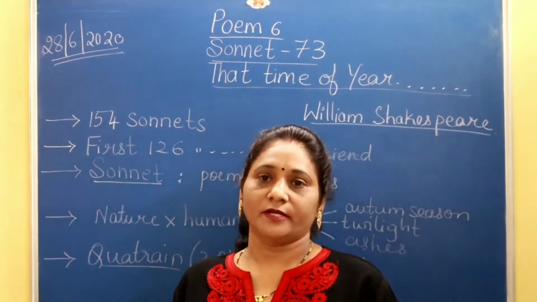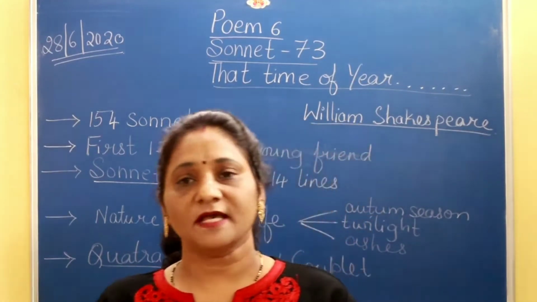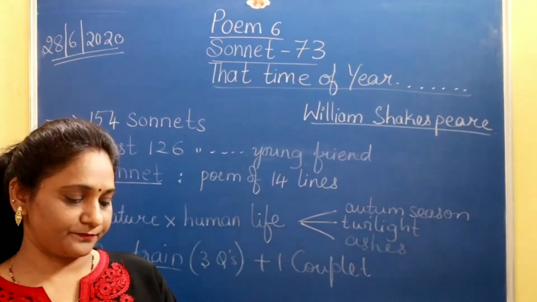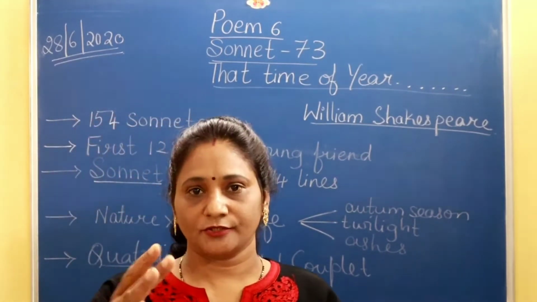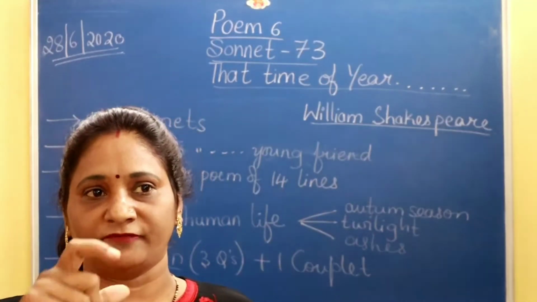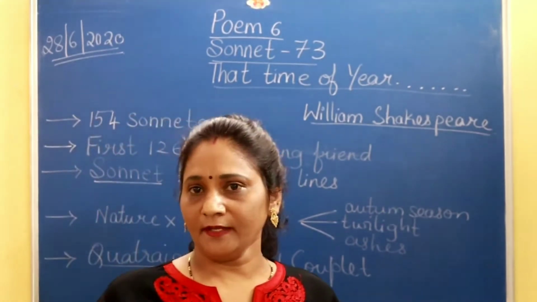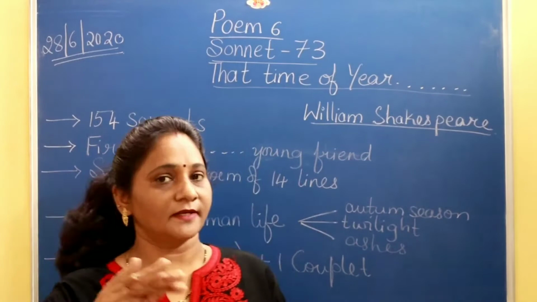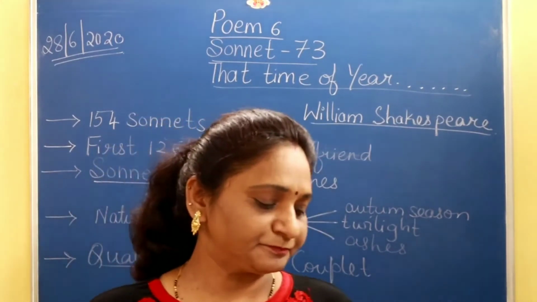In the first quatrain, he imagines himself to be in the late autumn or the early winter. That is his old age. The autumn season of the poem, of nature, is referred to the old age of the human, because there is a comparison between nature and the human.